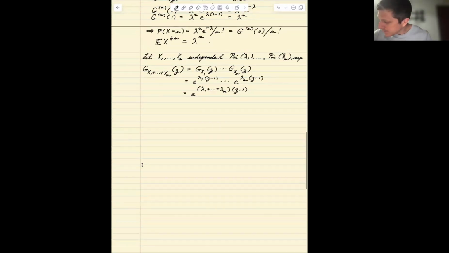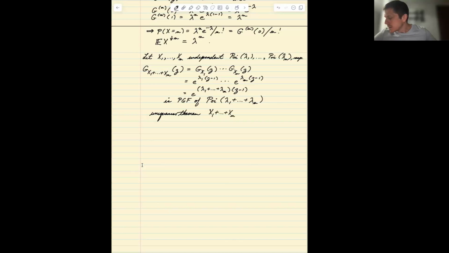This is the generating function of a Poisson random variable with parameter equal to the sum of the lambdas. And the uniqueness theorem tells us then that the sum of independent Poissons is Poisson with parameter the sum of the individual parameters. This is another, very easy, way to prove the reproductive property of the Poisson distribution, which we've already proved before, and which is also related to the superposition property of Poisson point processes. So everything kind of starts to work together here.